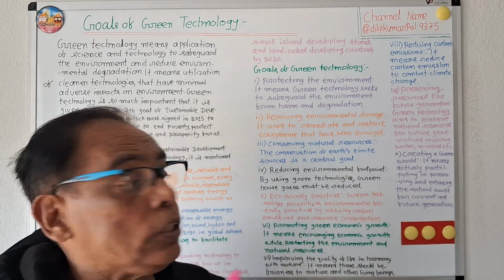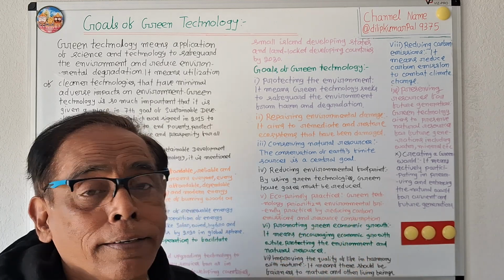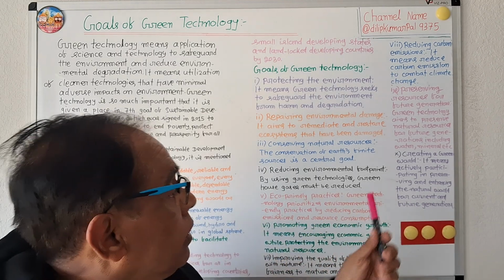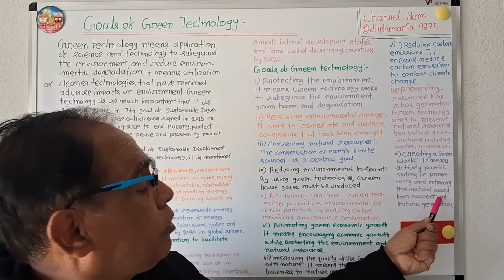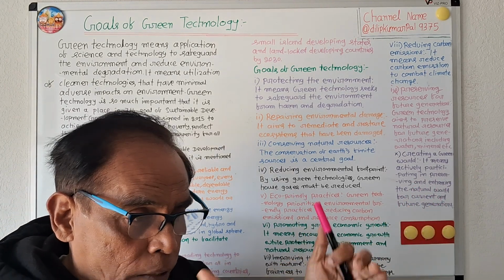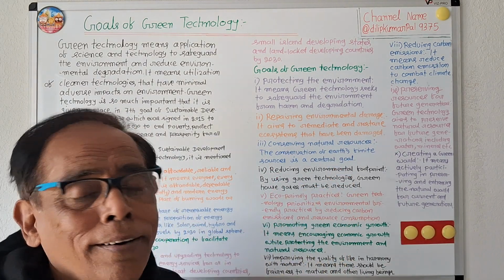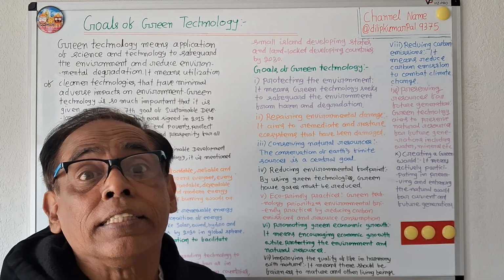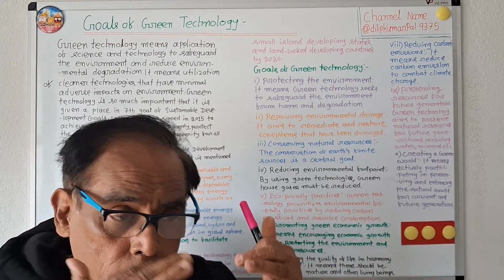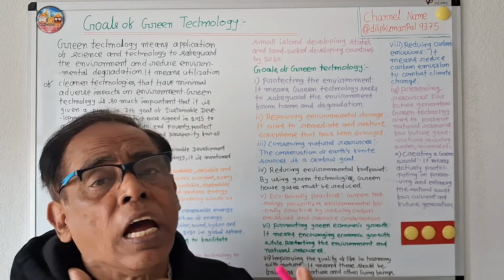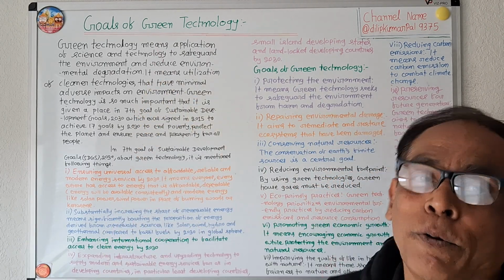Another objective of green technology is to create a green world. It means preserving the world. It means there must be active participation of all in preserving and enhancing the natural world, to make the natural world better. For whom? For the people of the present generation and future generations. So in this video we have discussed the goals of green technology.